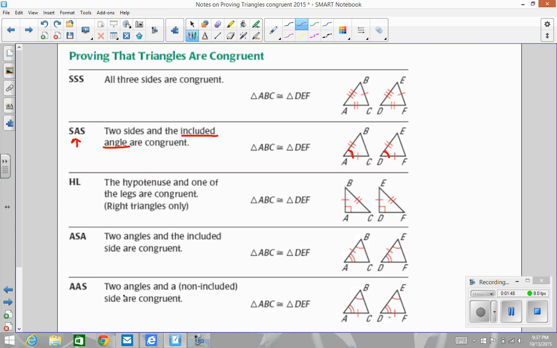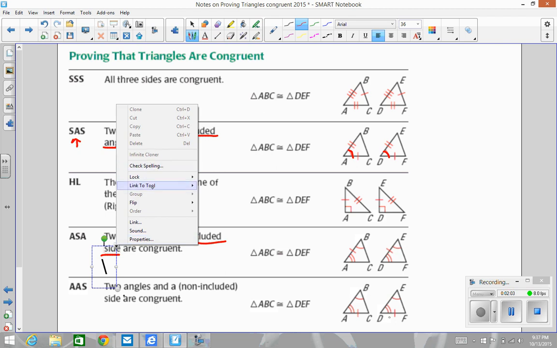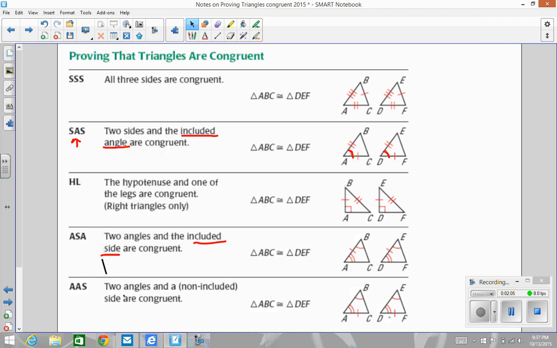Okay, I'm going to skip this middle one. The angle side angle says 2 angles and the included side. So I see my 2 angles, one on each triangle, and the included is a side created by the 2 angles. Okay, so make sure you get that information all written down.